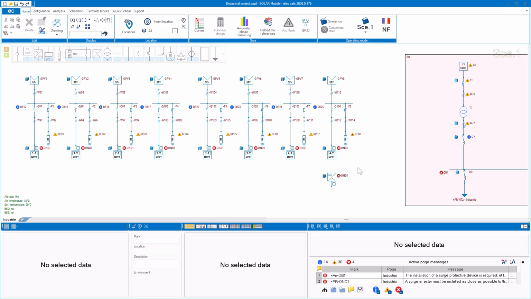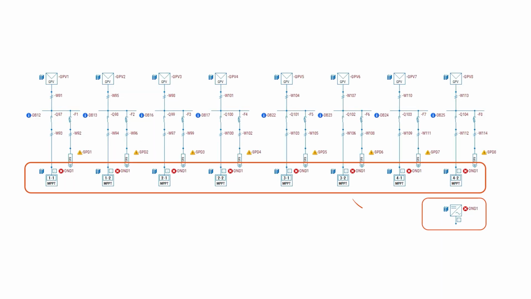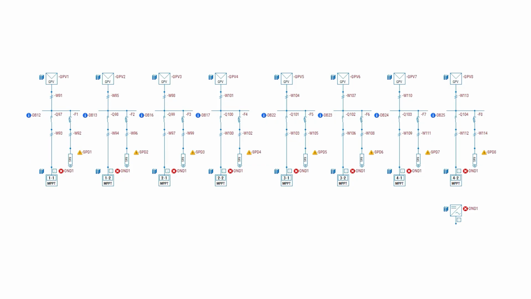The solar module makes it possible to define an inverter for all the trackers in the DC installation in order to ensure a simple and consistent connection to an AC installation in both low and high voltage, from the simplest to the most complex configurations.